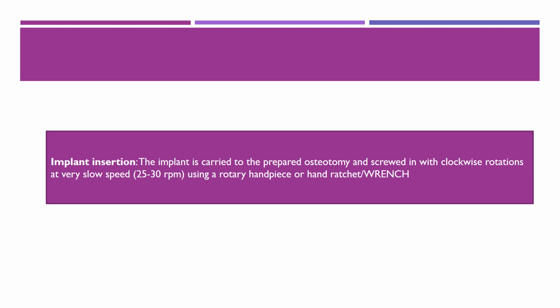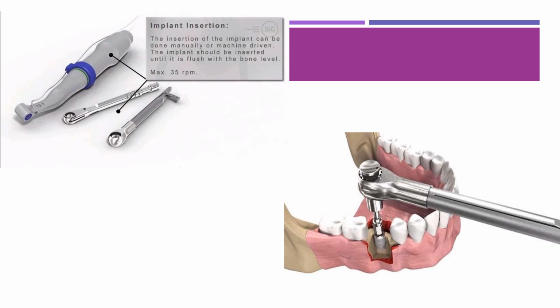Then coming to the implant insertion part, the implant is inserted, carried to the prepared osteotomy and screwed in with clockwise rotations at a very slow speed, that is 25 to 30 RPM, using a rotary handpiece or hand ratchet or wrench. So implants are inserted with a handpiece rotating at a very slow speed, 25 to 35 RPM. You can see that this is a handpiece, or it can be used by hand with a wrench.